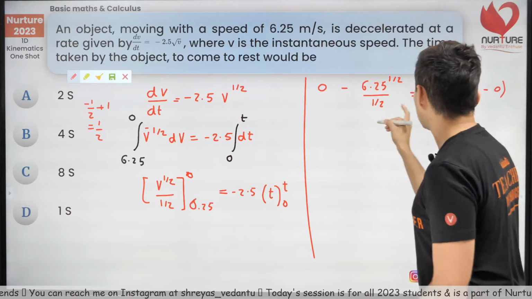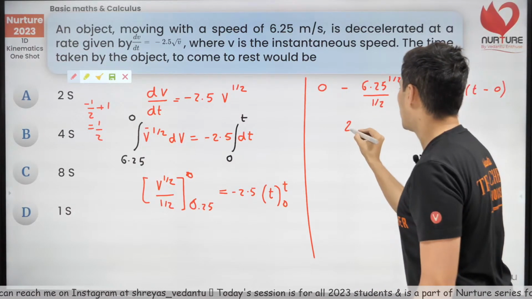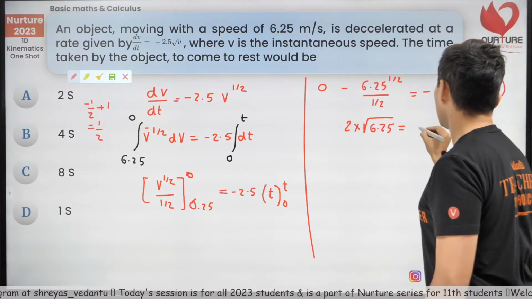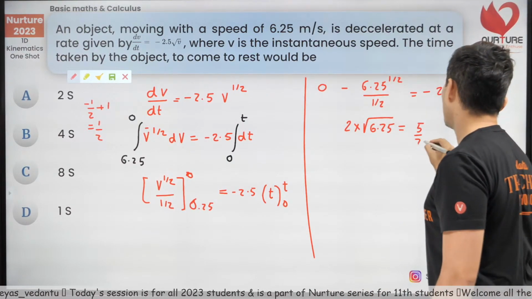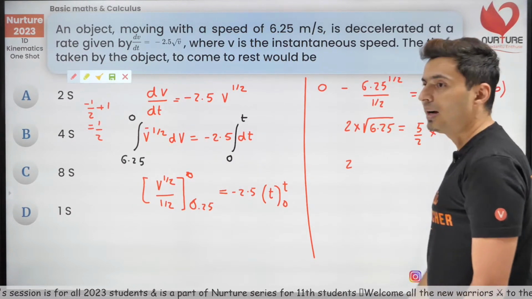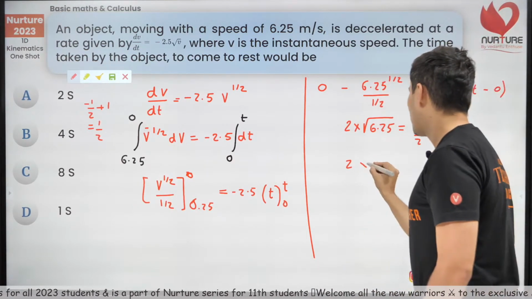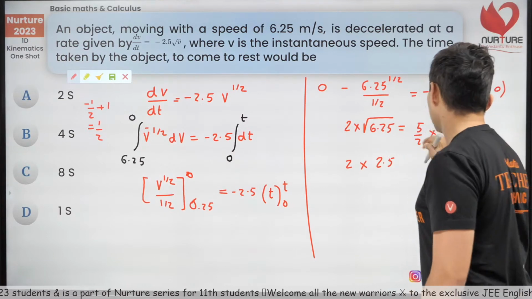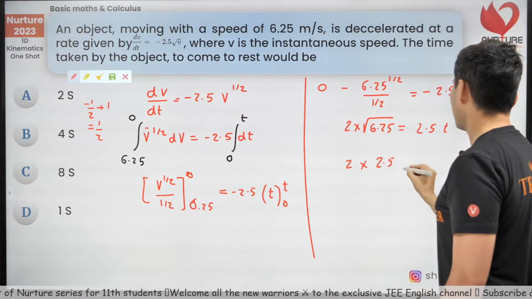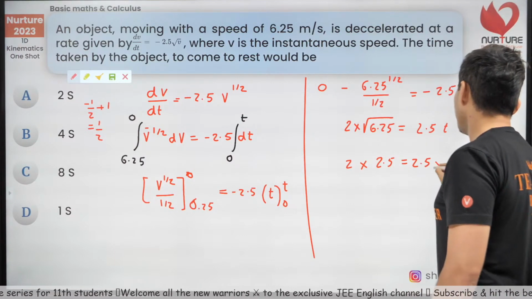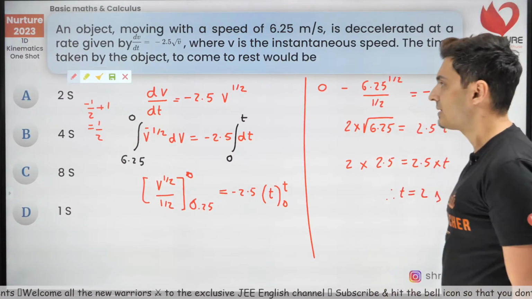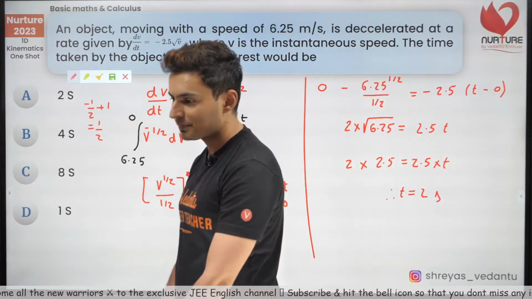Now take 2 on the top and minus cancels. So it will become 2 into root of 6.25 is equal to 2.5, which is just 5 by 2 into t. So guys, what is root of 6.25? It is 2.5. So this will be nothing but 2.5 again. Actually, I could have just put this as 2.5 here only. So this will be 2.5 into t. So therefore, t is equal to 2 seconds. That's the answer. Option A.